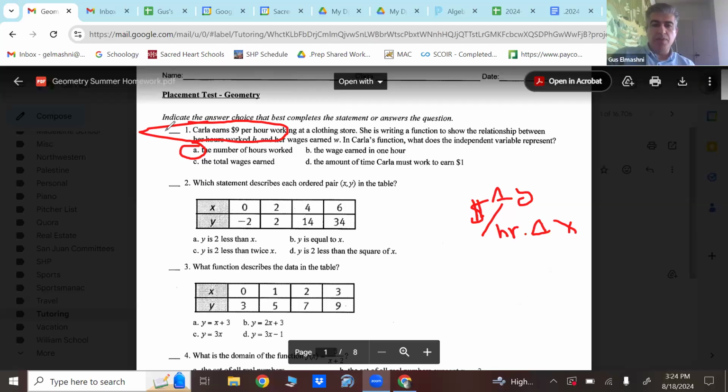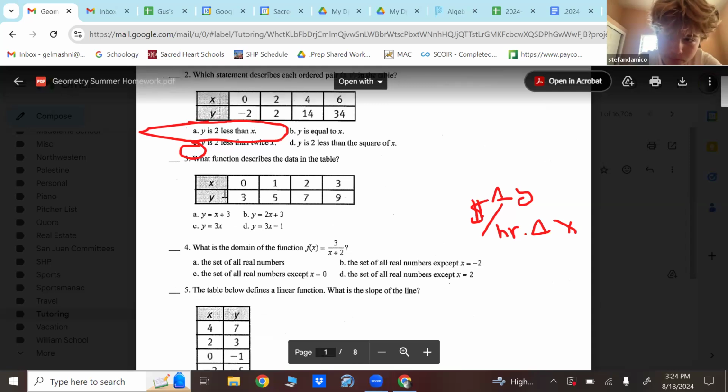Okay, yeah, so A is the first one because it's dollars per hour, so that's your slope. So hours is the bottom, so that's the independent variable, it's X.